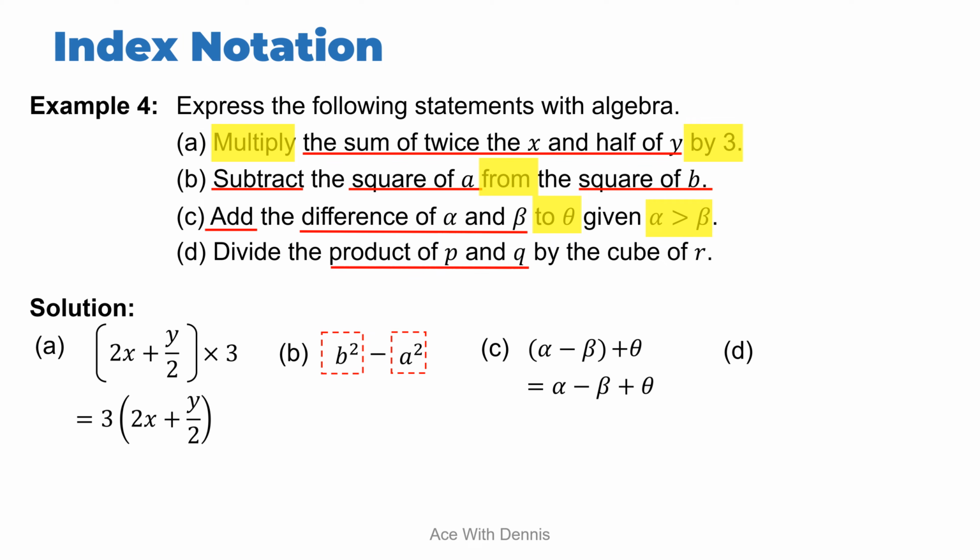For D, start with the product of P and Q, which can be written as P times Q, then divide by the cube of R. So we will write divide by R cube, and simplify, we get PQ over R cube.